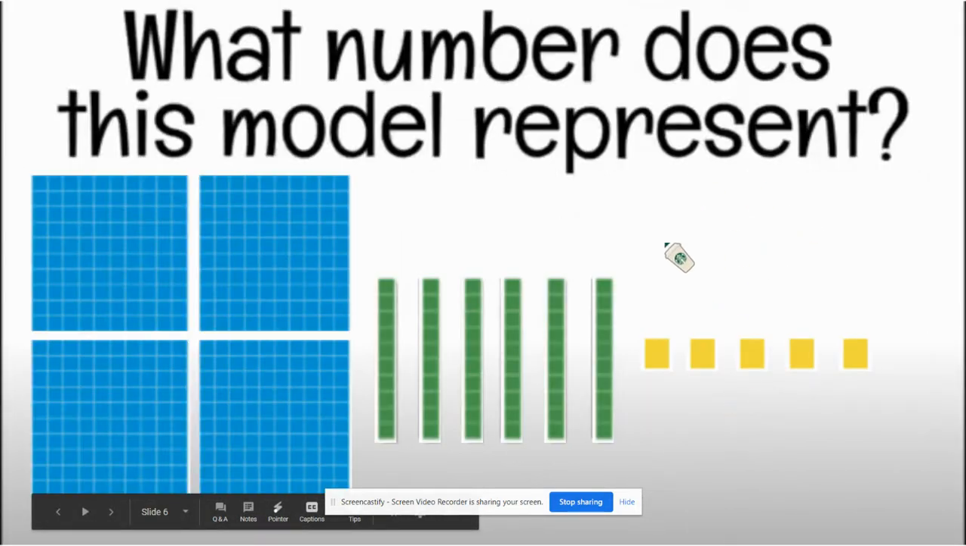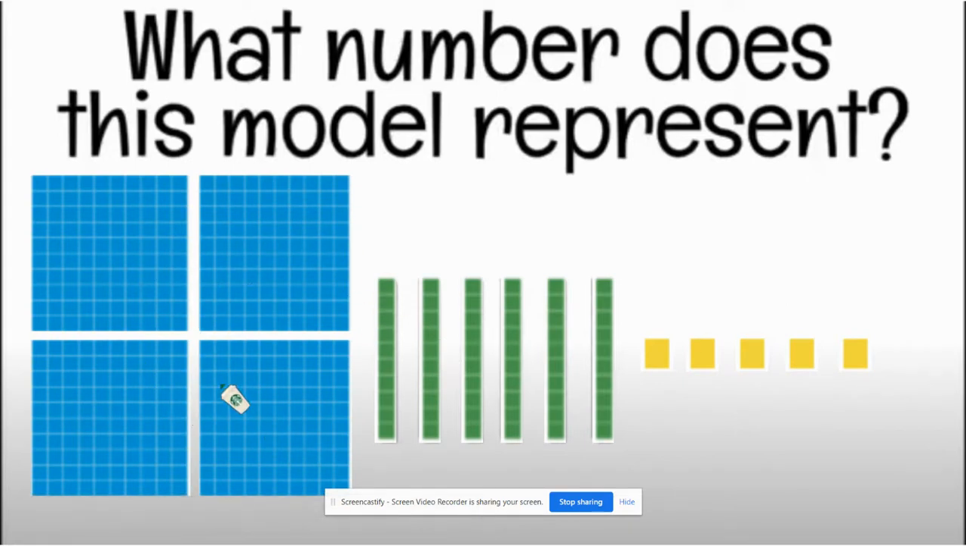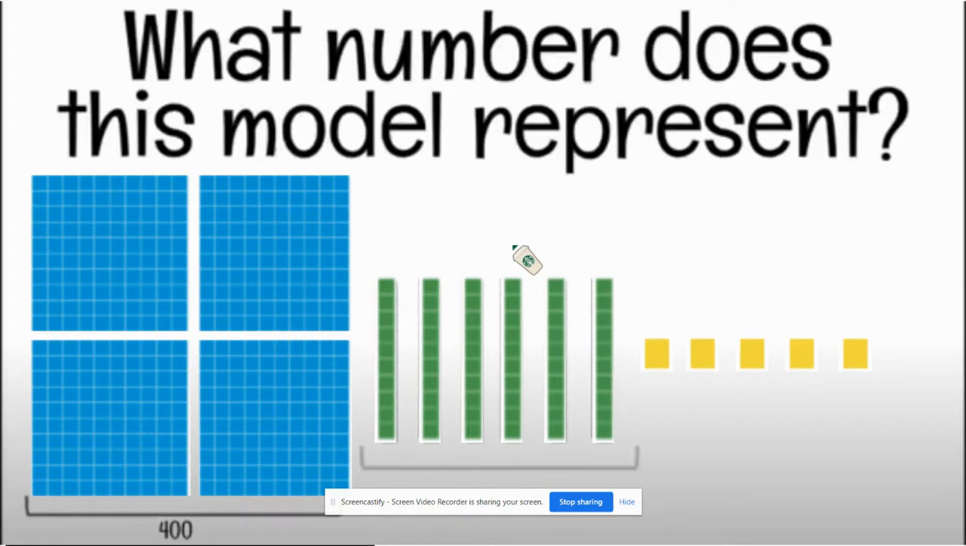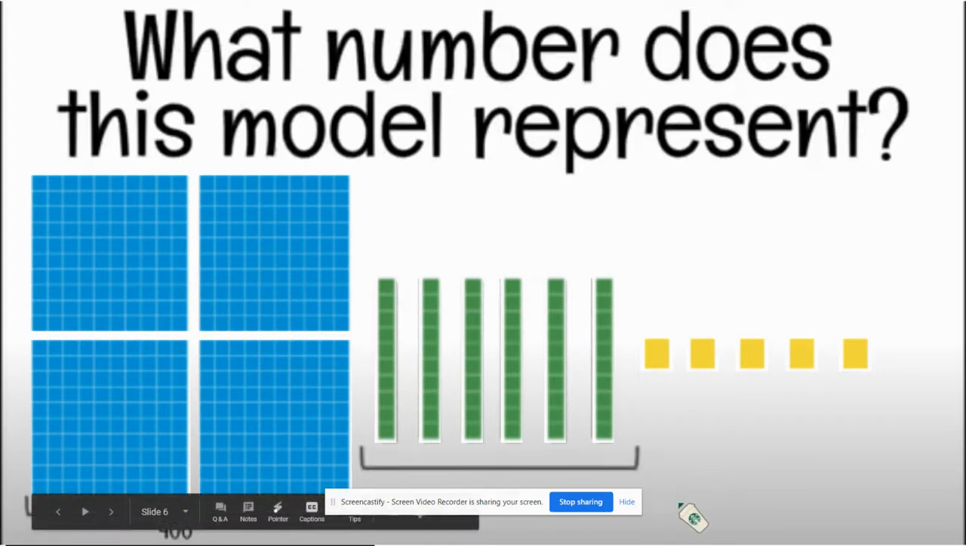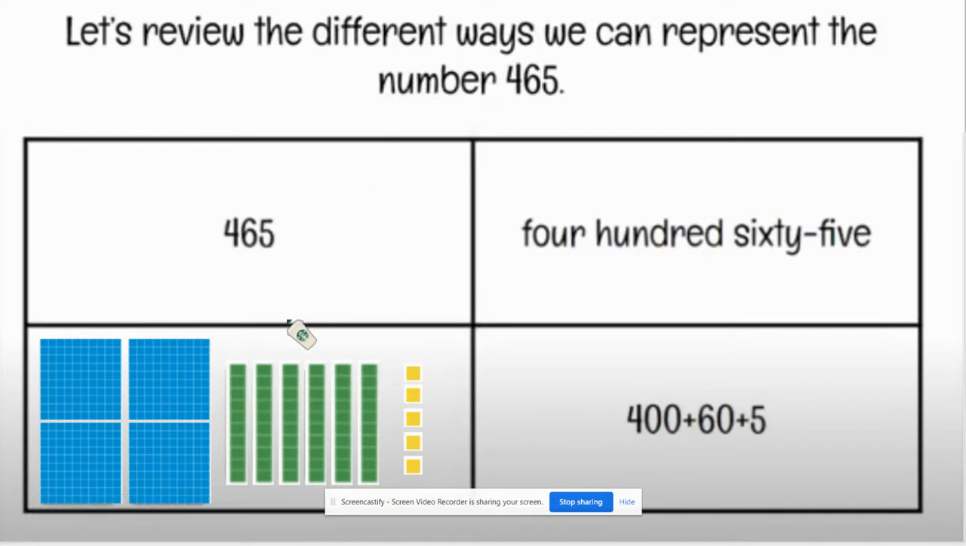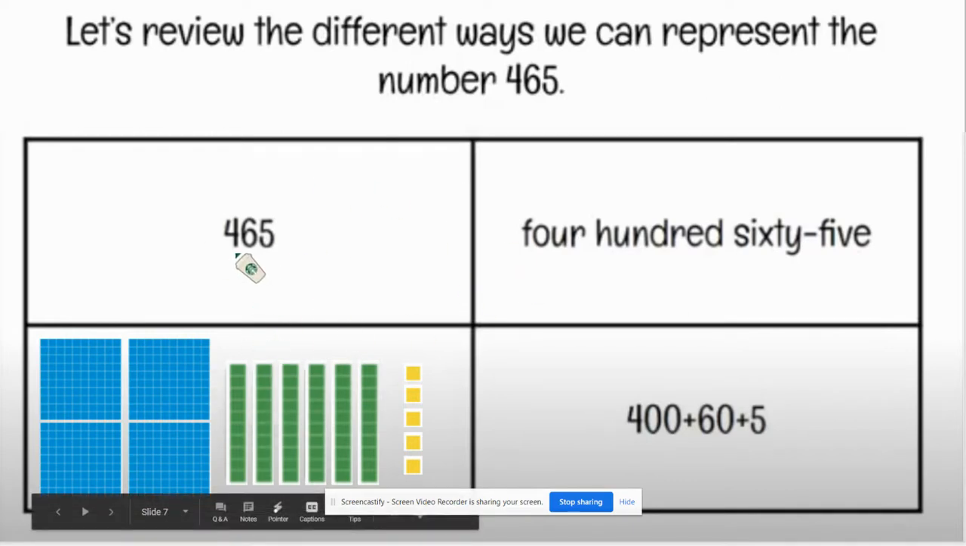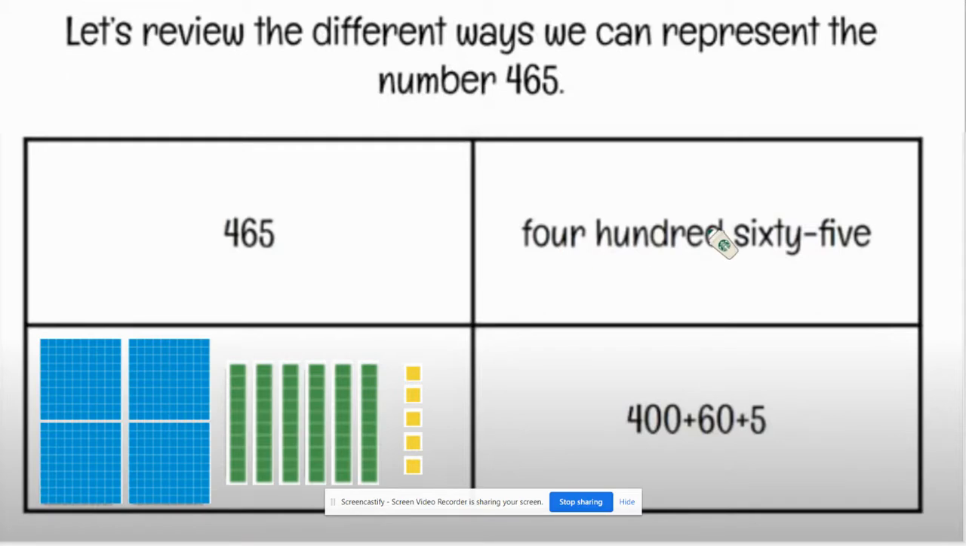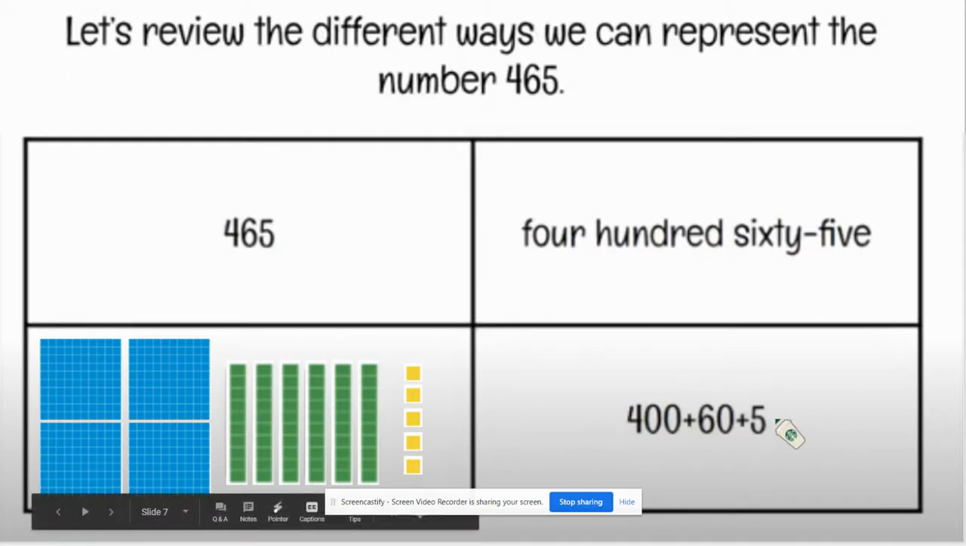So what number does this model represent? So we have 4 flats, which would be 400. We have 1, 2, 3, 4, 5, 6 tens, which would be 60. And then we have 1, 2, 3, 4, 5 ones, which would be 5. So this is all the different ways. So we have our model, we have our number 465, we have it in word form, and then we have it in expanded form where it's 400 plus 60 plus 5.